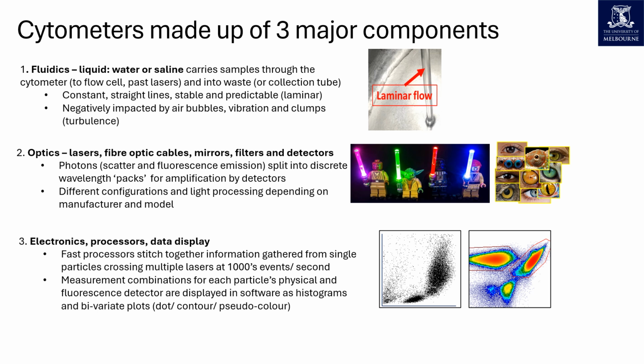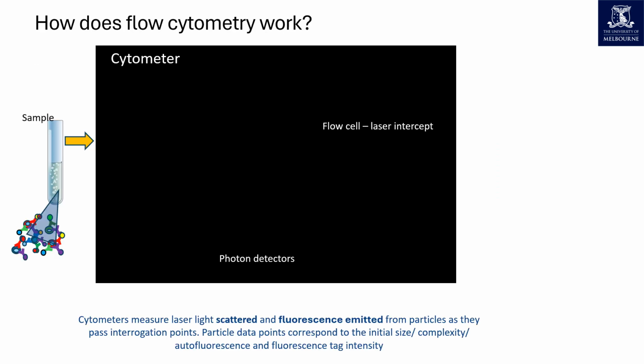Finally, the electronics process and allocate signals amplified at each detector to discrete particles. The signals are digitized and presented as events on bivariate plots and histograms representing each measurement. Here is a schematic of how a cytometer works.